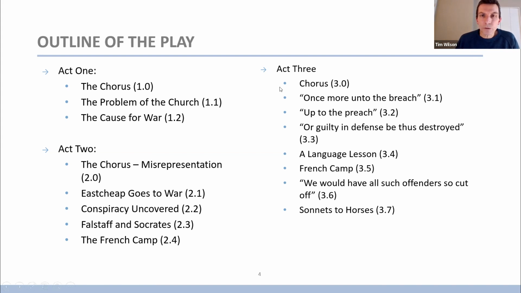Then the prologue, or the chorus, to Act 3. The prologue describes the sea voyage and asks the audience to try to imagine this sea voyage. And in Act 3, Scene 1, we see Henry delivering a rousing speech to urge his troops into battle, starting with the famous line, "Once more into the breach, dear friends, once more."